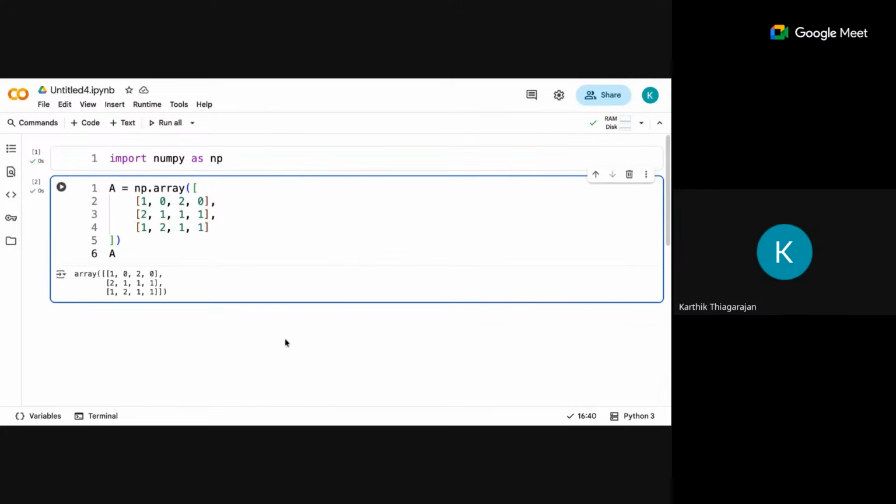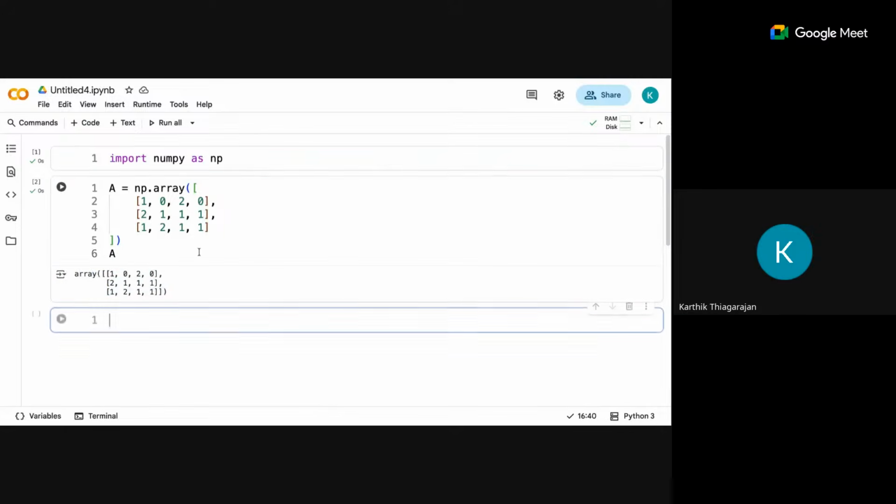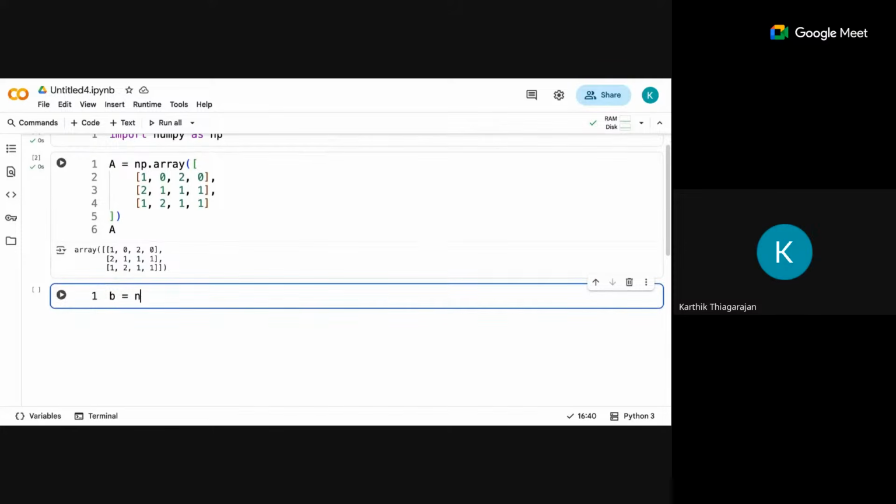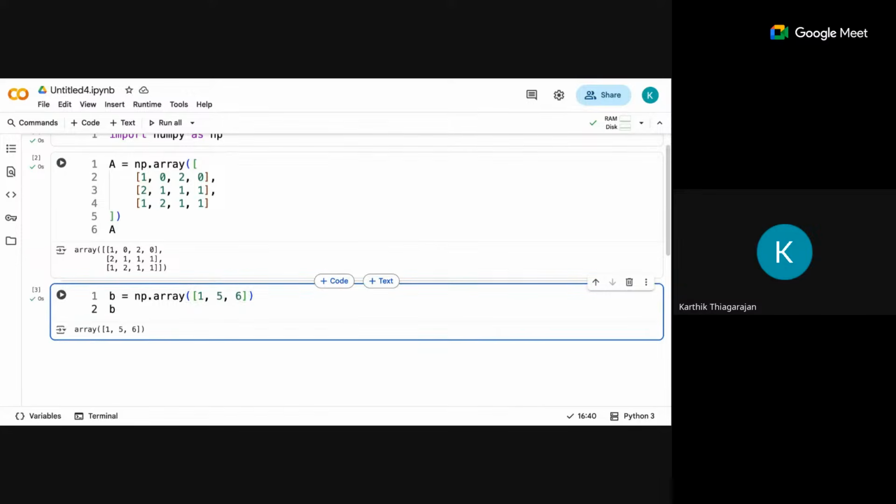Okay, so if you actually run this, you will see that this is the matrix. It's called an array, but that's not important now. And the right hand side is a vector, right? So the vector is in this case 156. Okay, so that's the vector.